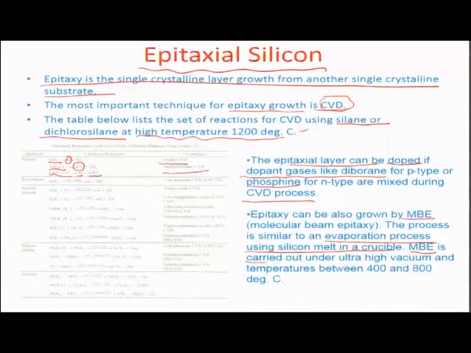So, they are carried out under ultra high vacuum in temperatures ranging from 400 to 800 degrees Celsius, and the process is again the same, a few layers of pure silicon getting deposited from the beam onto the substrate, which is otherwise a single crystalline silicon. And so, the substrate nature would be reflected in terms of the arrangement of silicon atoms, which happens because of deposition through the beam etcetera.